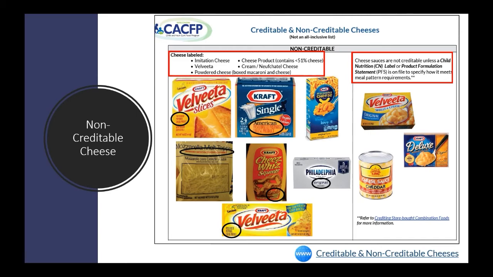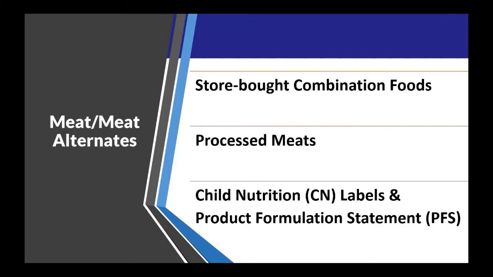So now I'm going to turn it over to Molly to talk about a few more meat alternates and then grains. Thanks, Mariah. So now we're going to move to the next meat and meat alternate, which is the store-bought combination foods and processed meats. So both require that a child nutrition label or a product formulation statement is on file to credit these foods. So we're going to talk about more of these requirements.